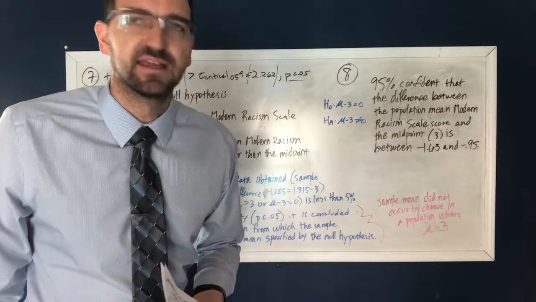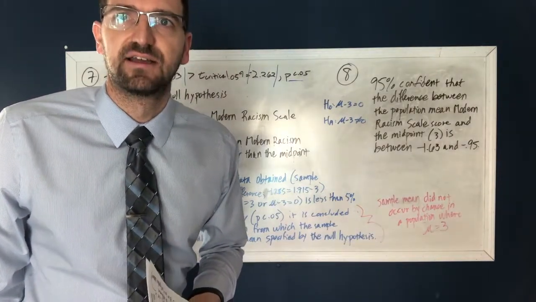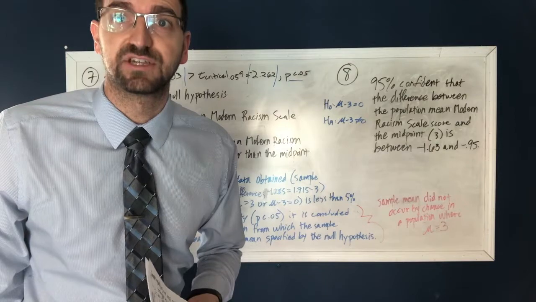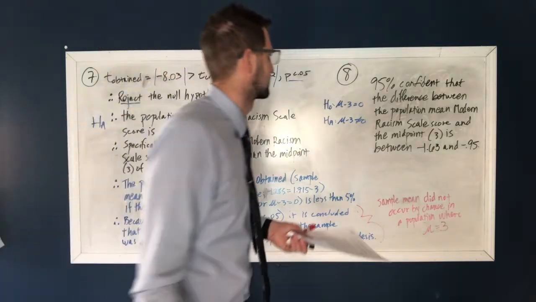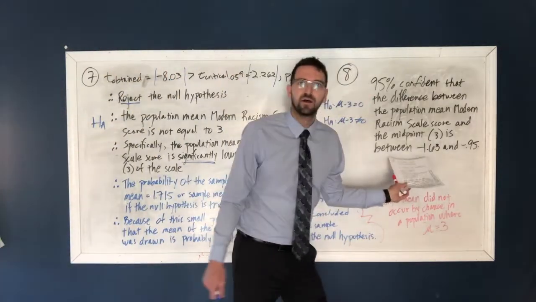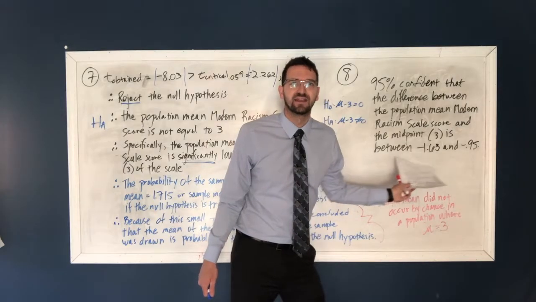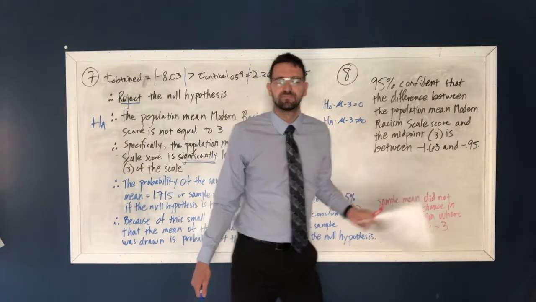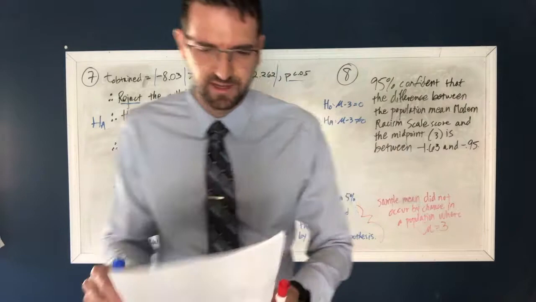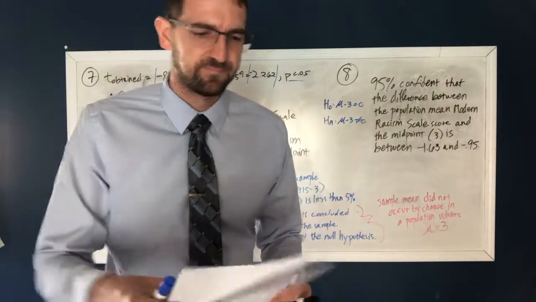So the actual population modern racism scale score is going to be below 3, right? Because it's negative. So you can use either method. I just wanted to give them both to you.